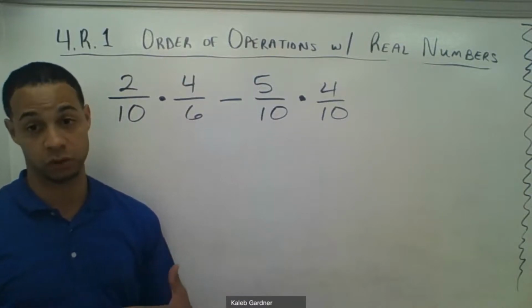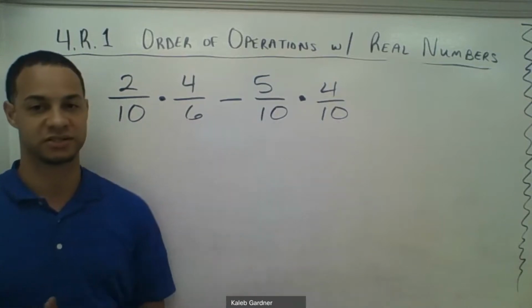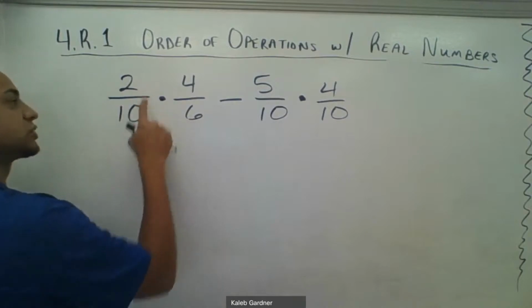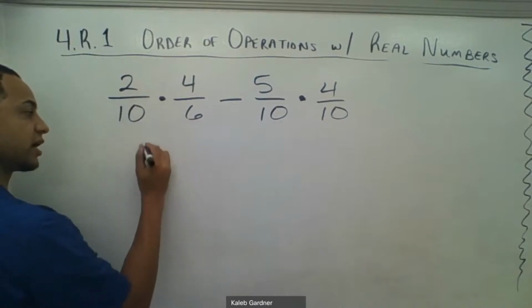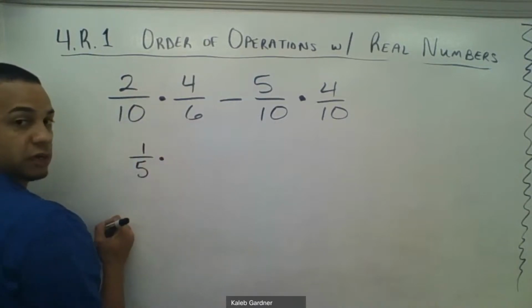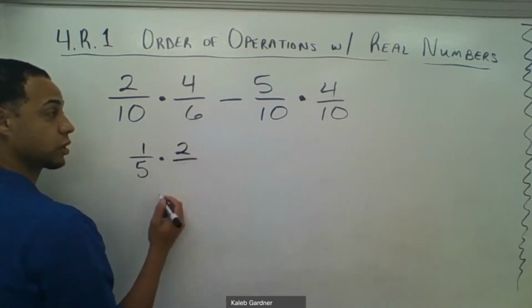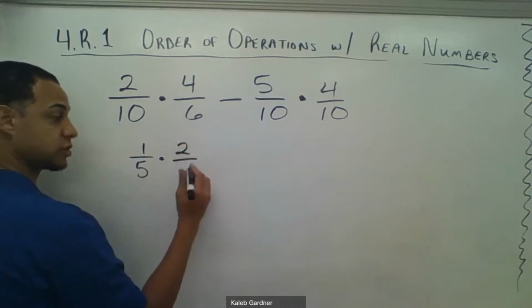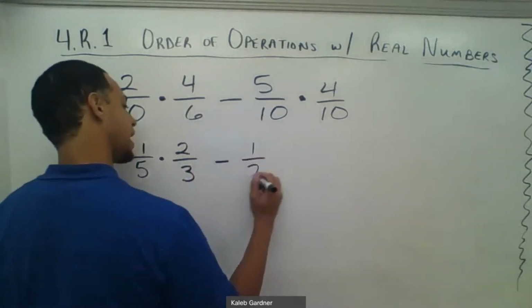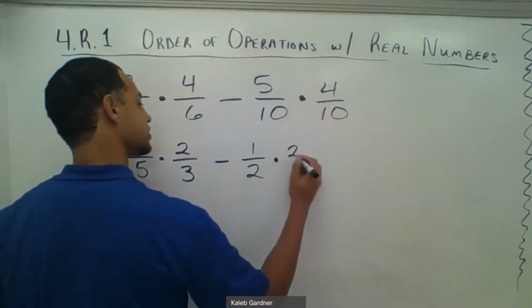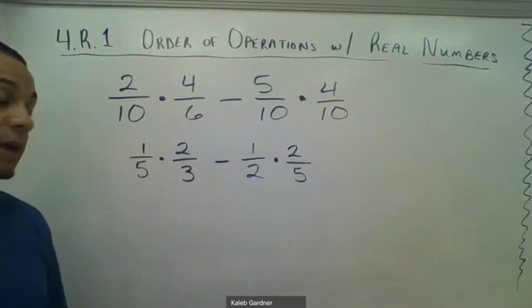I'm going to suggest that we reduce everything first and then see what happens. 2 tenths, the 2 and the 10 both reduce by 2 to make 1 and 5, so we have 1/5. 4/6 reduces by 2 each: 4 divided by 2 is 2, and 6 divided by 2 is 3, minus 5 tenths is 1/2, and 4 tenths is 2/5. All right, let's see if we can simplify further. Let's see what happens.